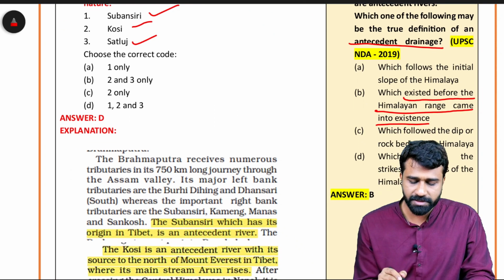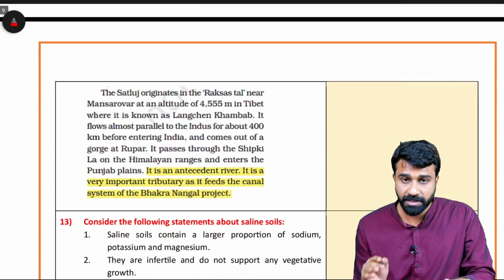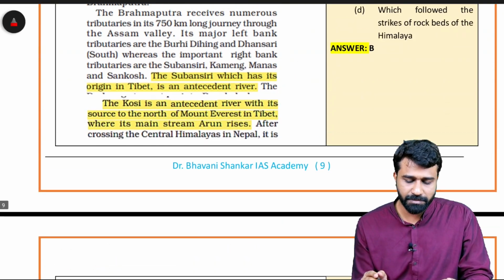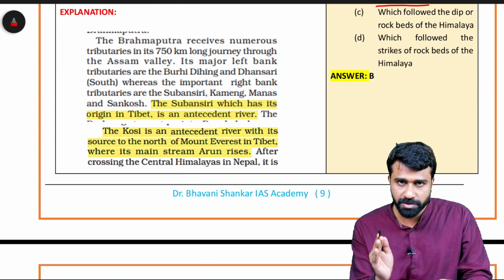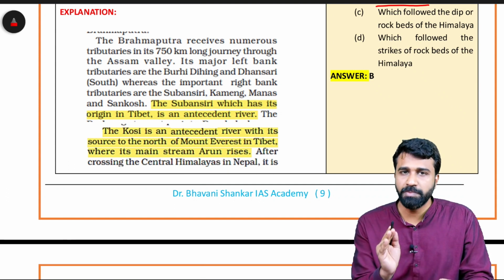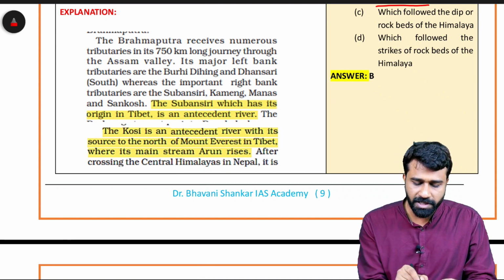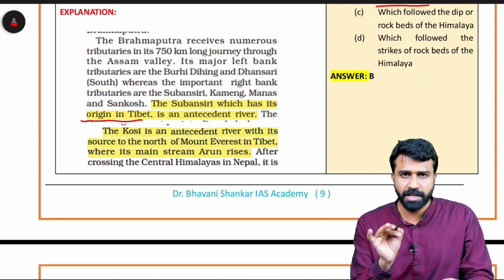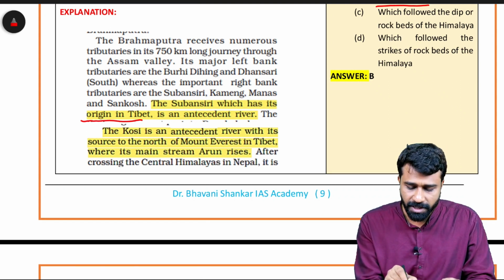This was also asked, and which were the antecedent rivers. In the previous times, we haven't added a few PYQs. It is also homework for you. Please find how many PYQs came in this area. Subansiri has its origin in Tibet, and it is an antecedent river.